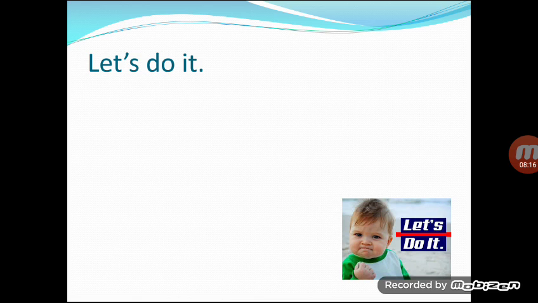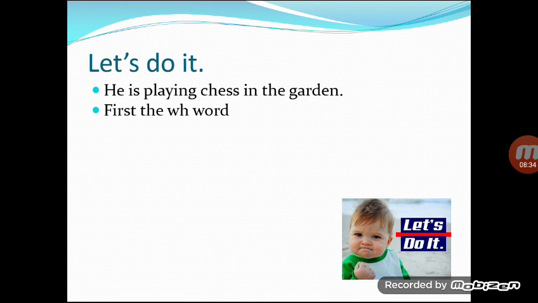Okay, let's do it. We will turn this sentence into a question. He is playing chess in the garden. Can you do it? Try to do it. Okay. Now, first the word. Let's remember the stairs. First is the word. We will ask about the garden, for example. Where? It is a place. Where?